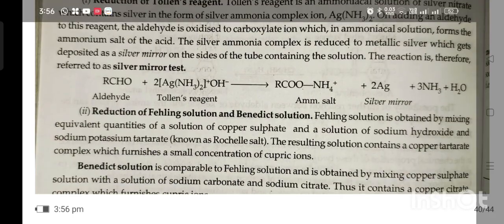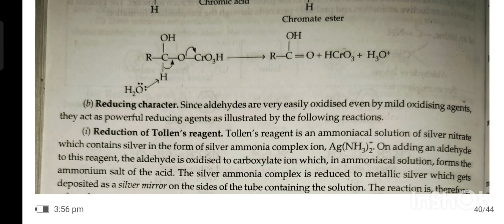Reducing character. Since aldehydes are very easily oxidized even by mild oxidizing agents, they act as powerful reducing agents, as illustrated by the following reactions.